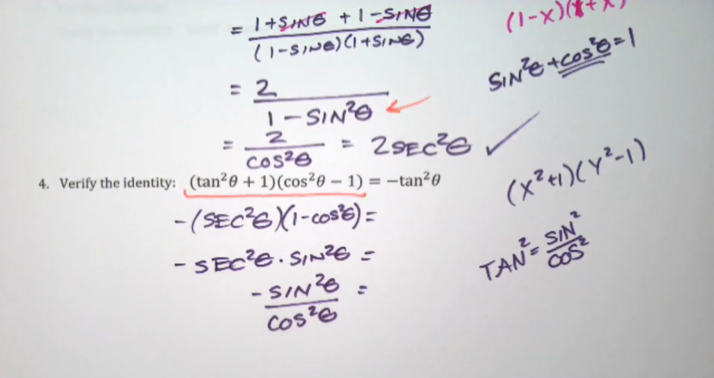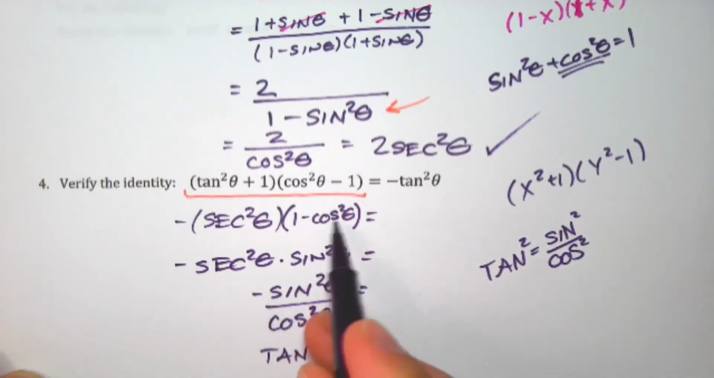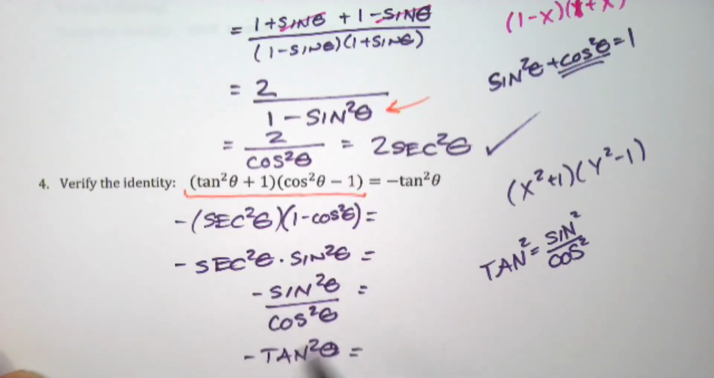Well, now hopefully we're starting to see what we're looking for, right? We got that sine over cosine. They're both squared, and we can rewrite that as tangent squared theta. And again, we got that negative we factored from that first line coming along with us.